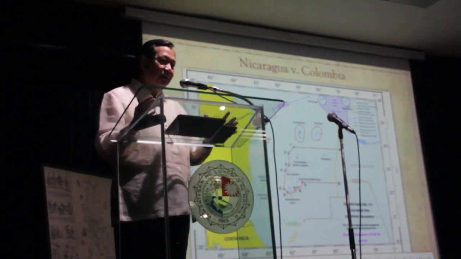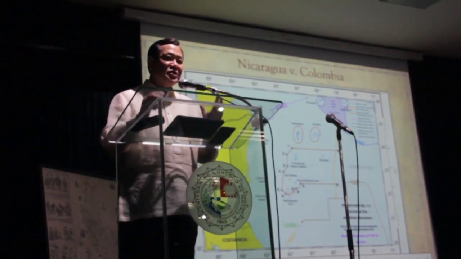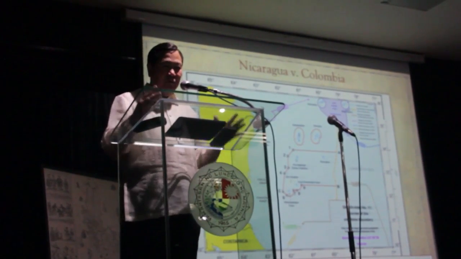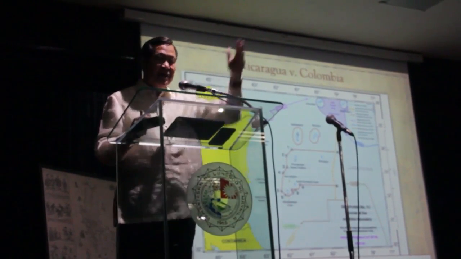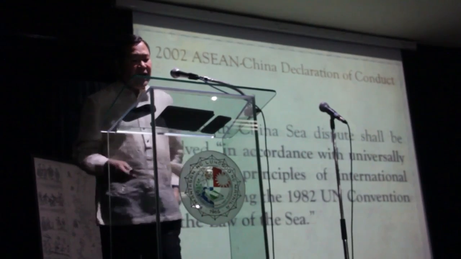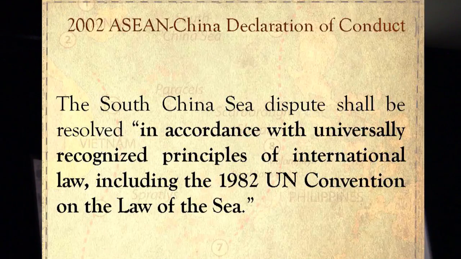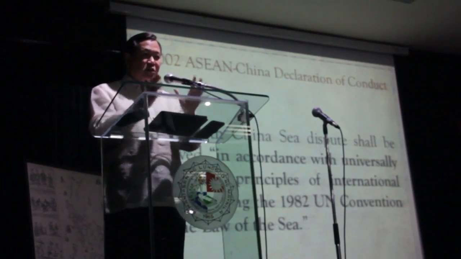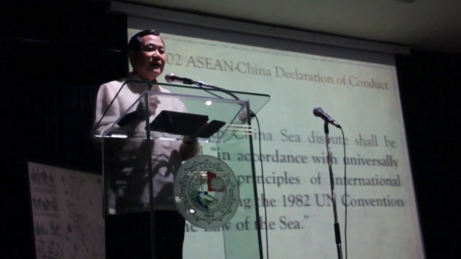So we should not be afraid. When this is brought before a conciliation commission, they will apply this principle. And Itu Aba, if it is declared to have an EEZ, it will get an EEZ seaward facing the South China Sea. Now, in 2002, ASEAN and China signed the Declaration on Conduct. It says, the South China Sea dispute shall be resolved in accordance with universally recognized principles of international law, including the 1982 UN Convention on the Law of the Sea. In other words, the South China Sea dispute shall be resolved in accordance with international law. And the primary law is UNCLOS.